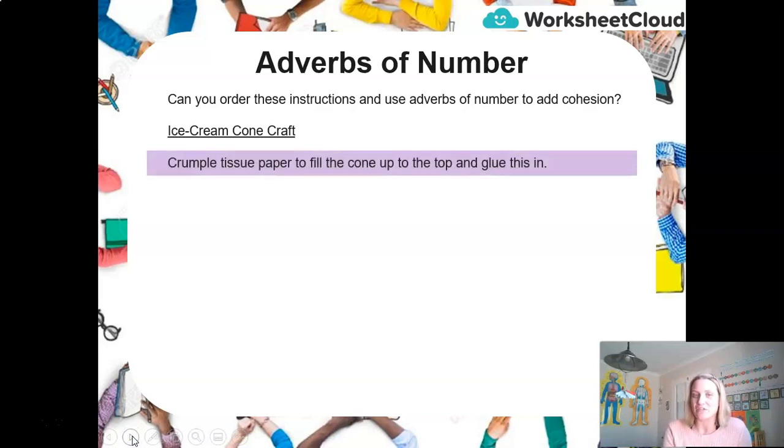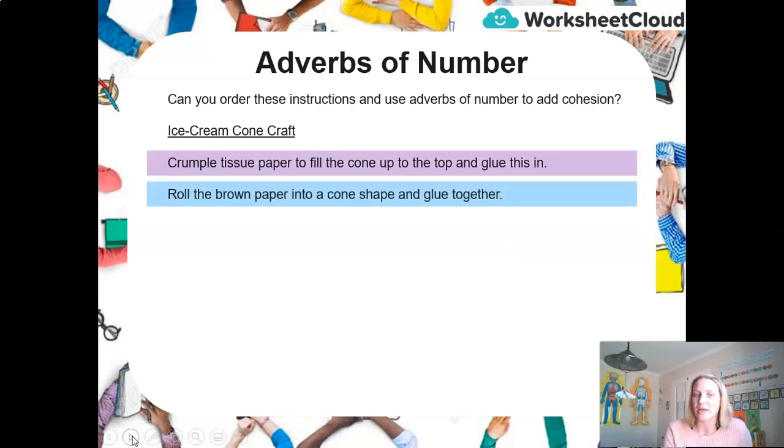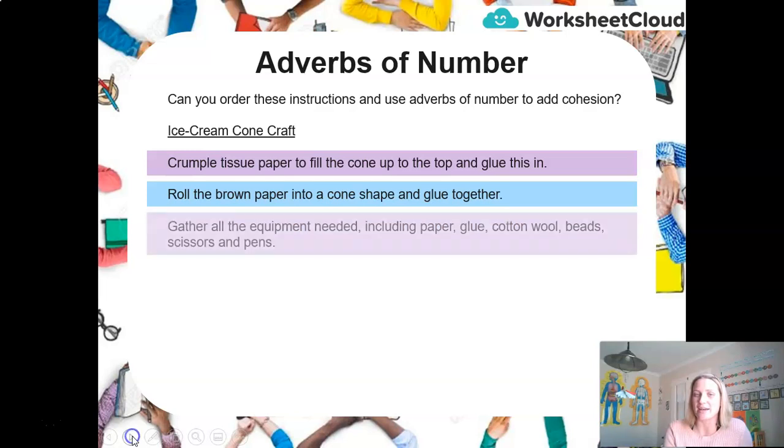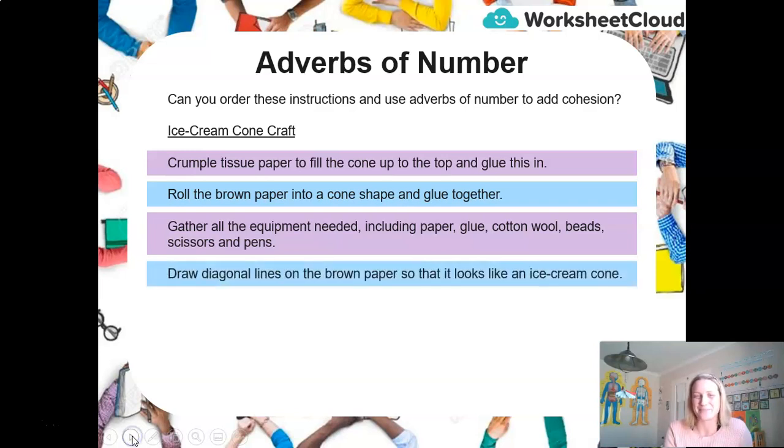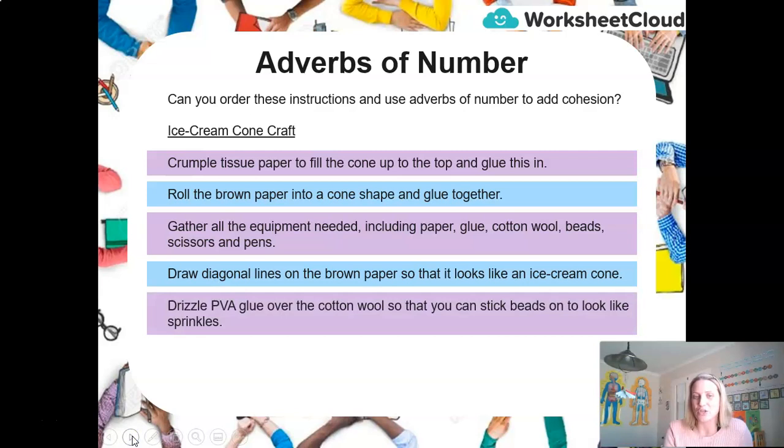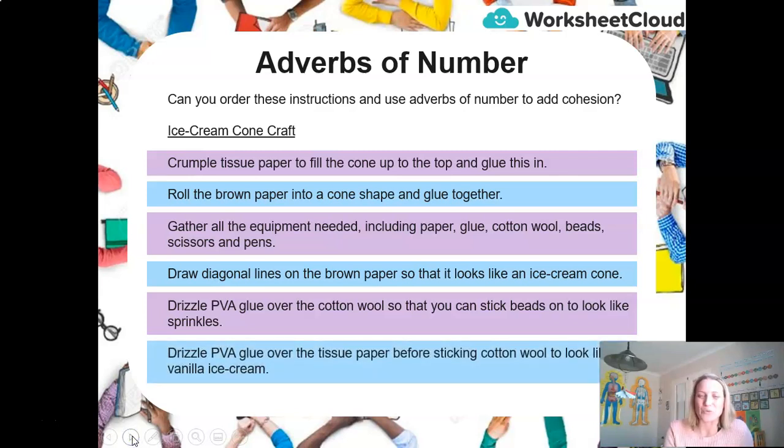Crumple tissue paper to fill the cone up to the top and glue this in. Roll the brown paper into a cone shape and glue together. Gather all the equipment needed, including paper, glue, cotton wool, beads, scissors and pens. Draw diagonal lines on the brown paper so that it looks like an ice cream cone. Drizzle PVA glue over the cotton wool so that you can stick beads on to look like sprinkles. And then lastly, drizzle PVA glue over the tissue paper before sticking cotton wool to look like vanilla ice cream.